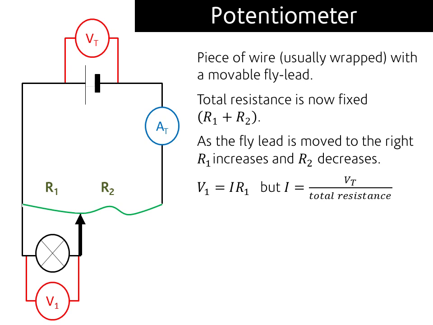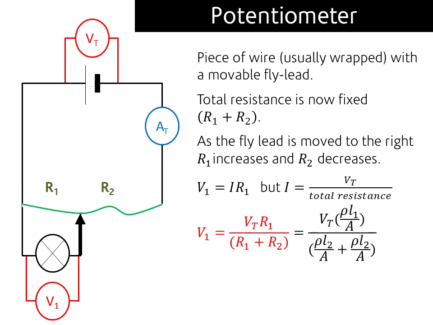Now those two formulas, if I take the right hand formula, I equals VT over total resistance, and remember that total resistance is R1 plus R2, and I substitute that back into V equals IR1, I end up with the formula here in red.